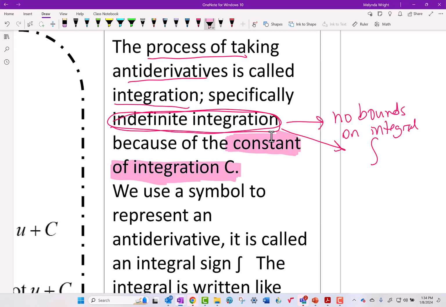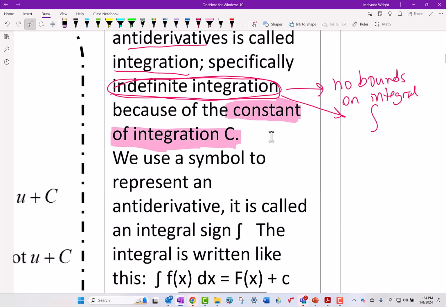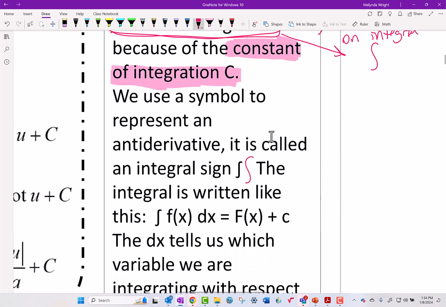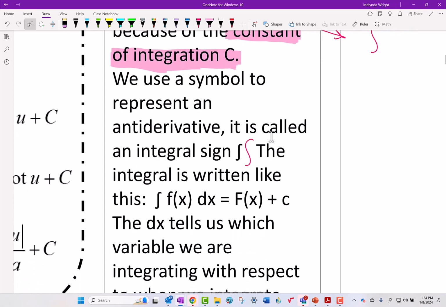I'm highlighting it because for some reason it's forgotten a lot of the time, and that will be bad. So we use a symbol to represent an antiderivative. It's called the integral sign. It's this little curvy thing that I'm drawing. And the equation that we write, the integral is written like this. It would have an integral sign, and then it would have the function, whether it's f or f prime, whatever. And then it has the dx.